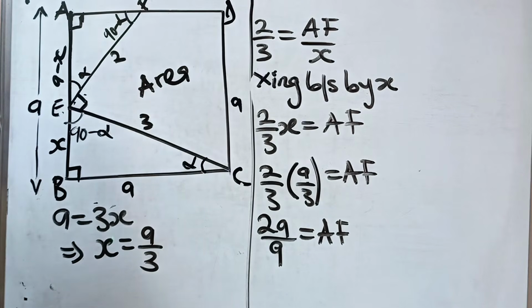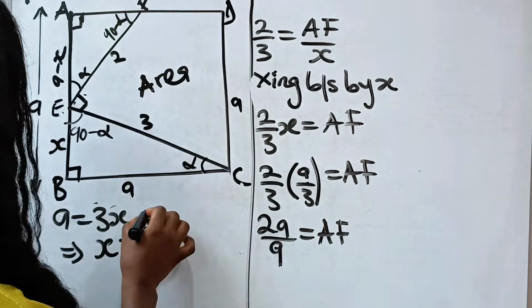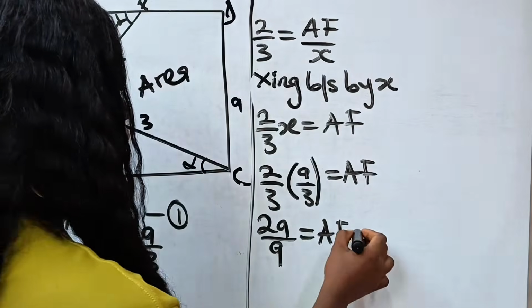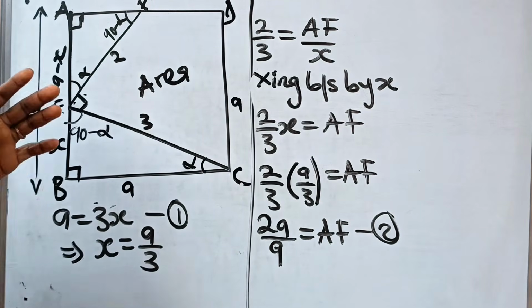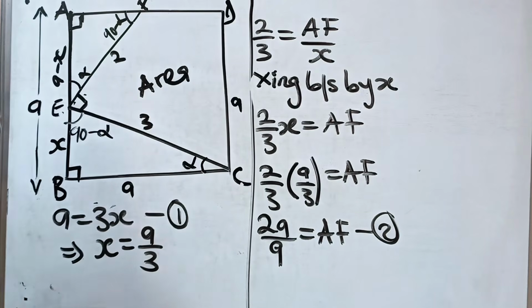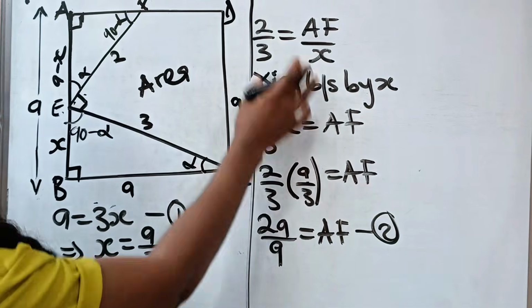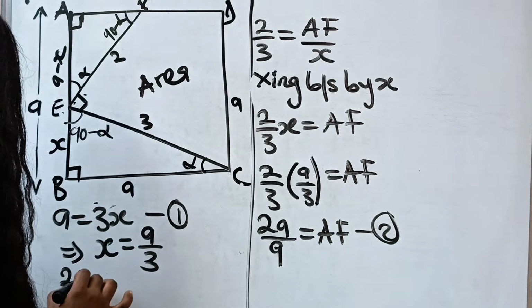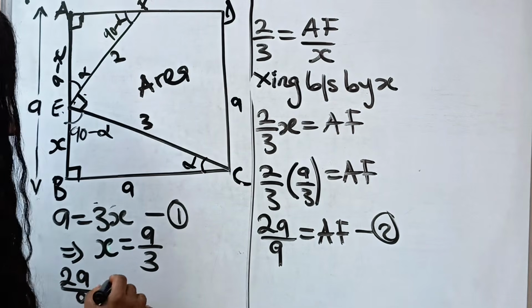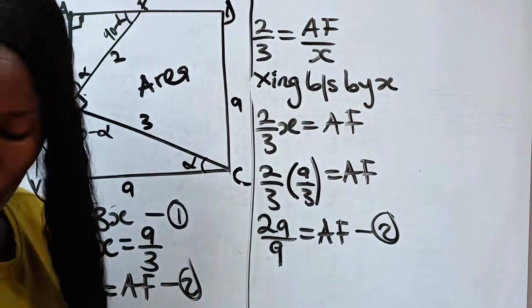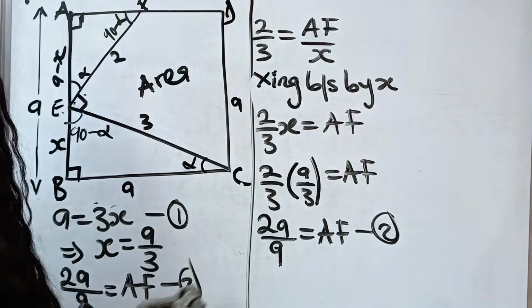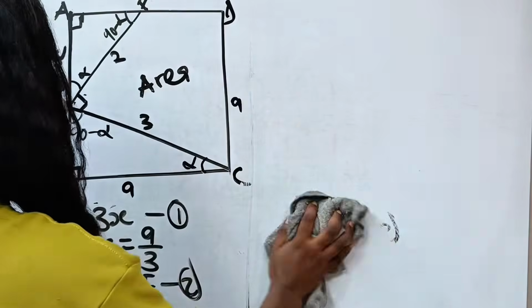Now at this point, let's call this equation 1 and call this equation 2. Now this is A and this is 2A over 9 as our AF. Now let us look at this particular equation. So let me copy this so that I can clean this. So we have 2A over 9 is equal to AF, and this is equation 2. All right. Now let us look at triangle.